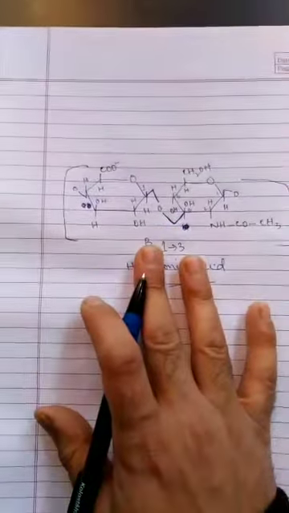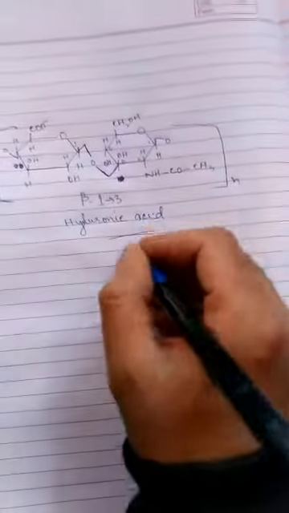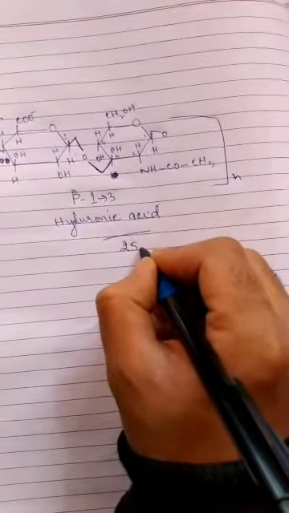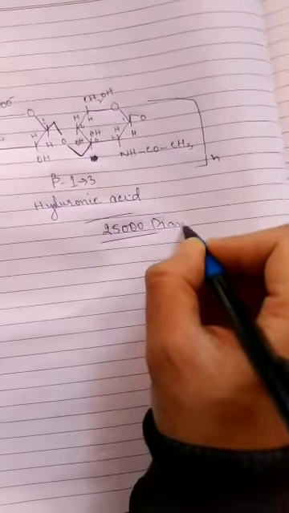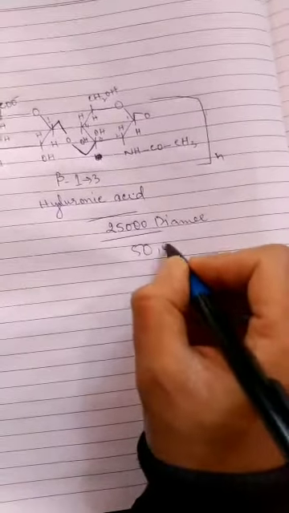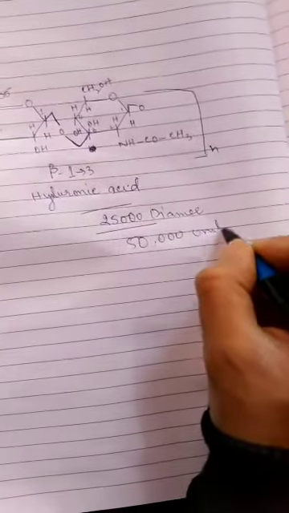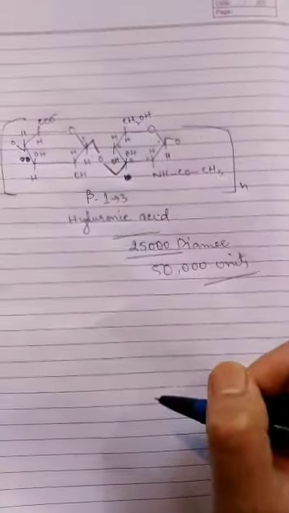Hyaluronic acid. So this is the repeating dimer of hyaluronic acid, and these repeating dimers are up to 25,000, or you say 25,000 dimers, or you say 50,000 units, that is monosaccharide units.